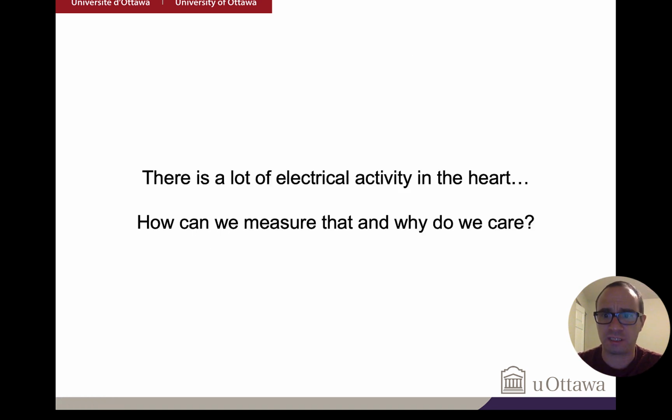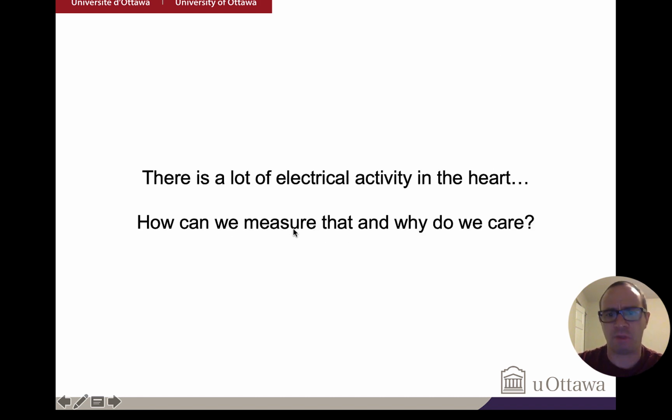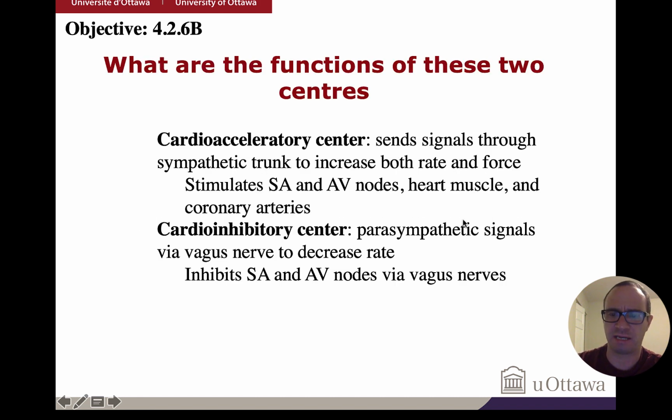So there's a lot of electrical activity in the heart that should make sense, and it's obviously very important. And because it's important, we often want to measure it. And so I'm going to talk about how we might measure it and the types of things that it can tell us.